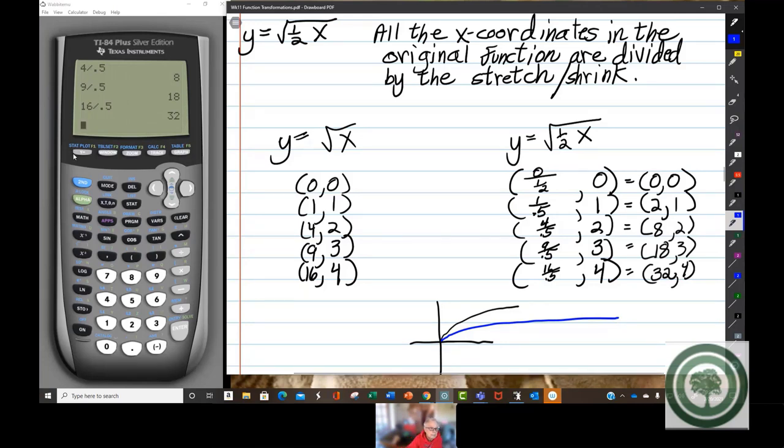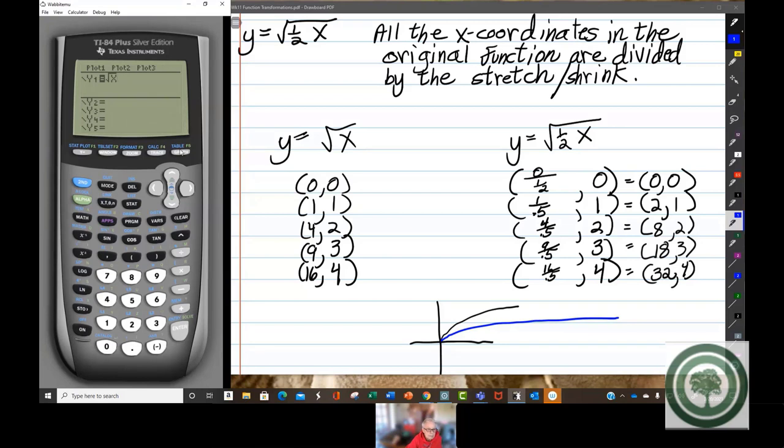So let's take a look. There's our basic graph. And in fact, I'm going to change the window so we can see better. There's our basic graph. Now I'm going to graph y equals the square root of 0.5x.